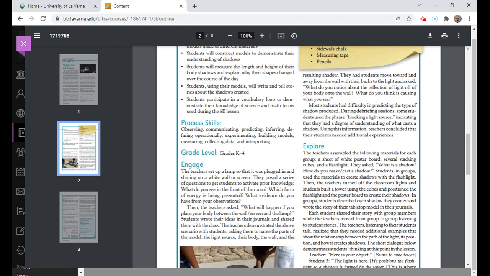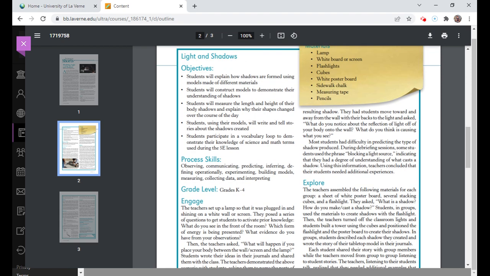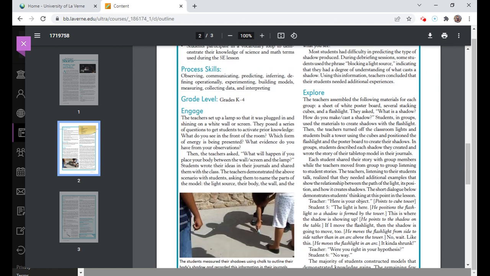Students were able to assemble the following materials and use the cubes, the measuring tape, and the flashlights to test or evaluate the shadows that were being made. They all shared their stories with their group members. So anything that they wrote down about their observations was talked about in the group, and teachers were to move from group to group, making sure that the students were understanding the project.